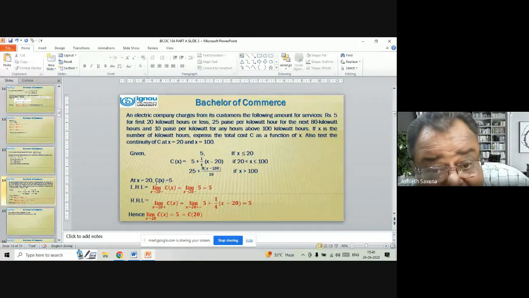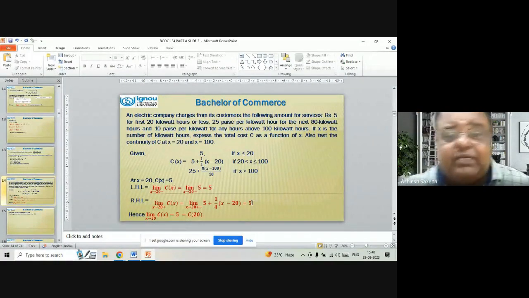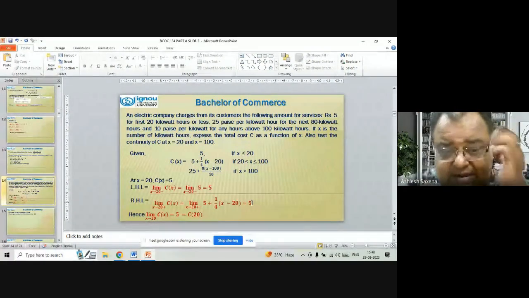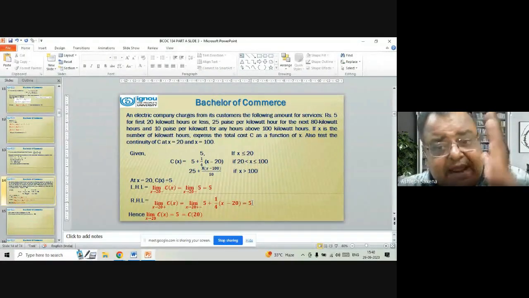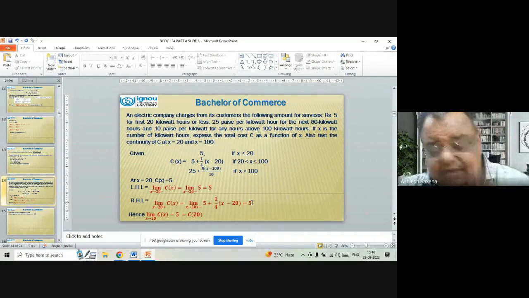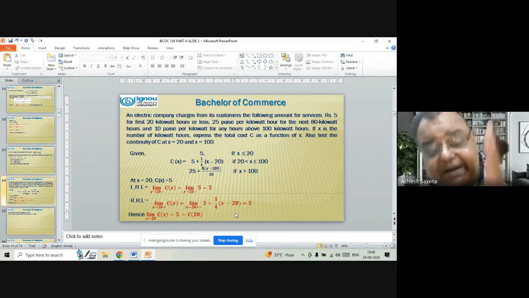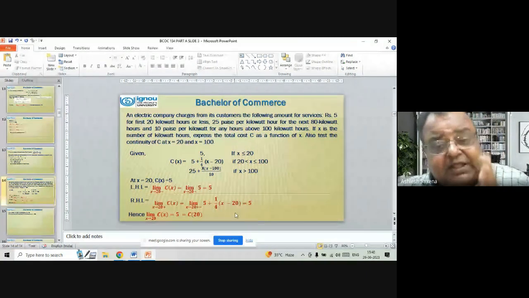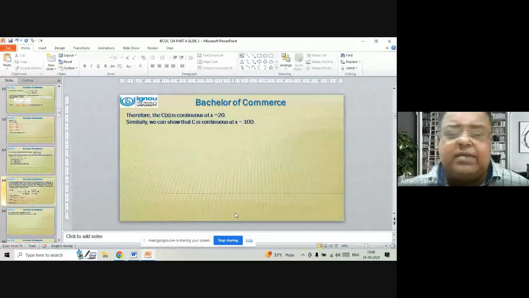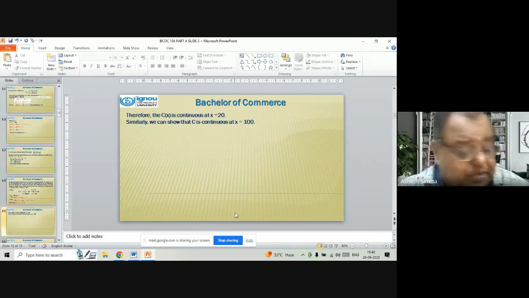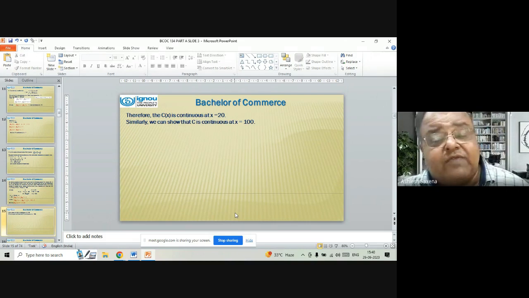Here what we see: f(x) is 5, the left hand limit is 5, and the right hand limit is 5. That means we can say that this particular function is continuous at x equal to 20. Why? The value of the function, the left hand limit, and the right hand limit, all three values have the same value of 5. Similarly, we can show that the function is continuous for 100 units also.